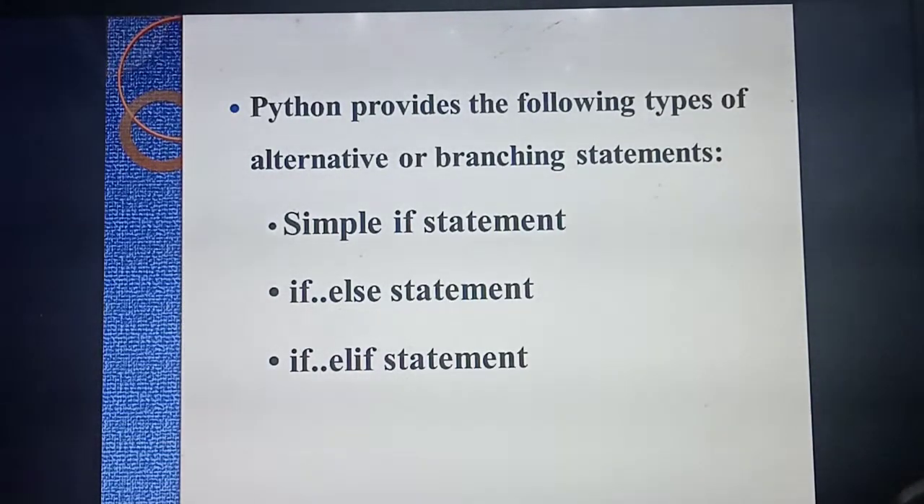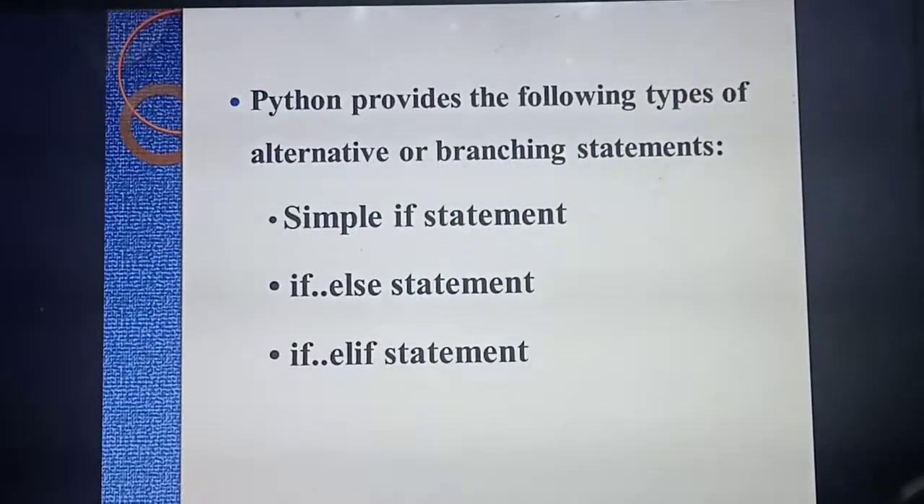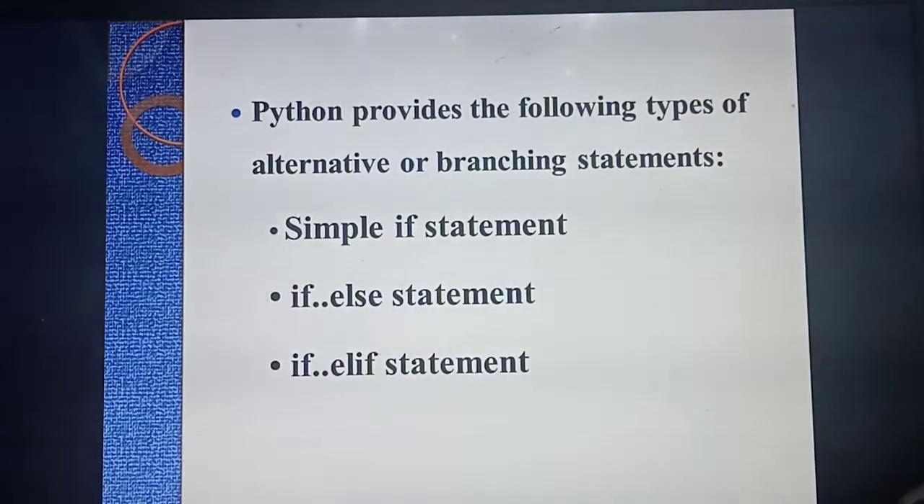So in Python, there are three kinds of alternative and branching statement. This is a very, very important question. What are the three types of alternative and branching statement? Simple if statement, if else statement and if elif. Okay. This you have already studied last year in 11th standard C++ program. Same concept. So what are the three types of alternative or branching statement, students? If statement, if else and if elif.